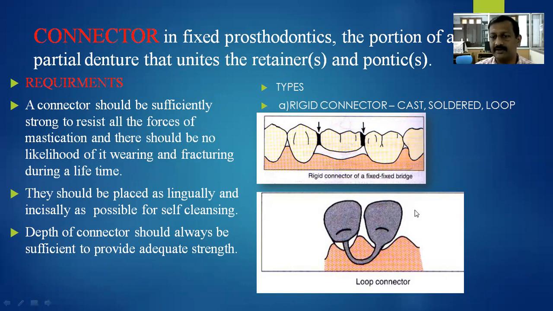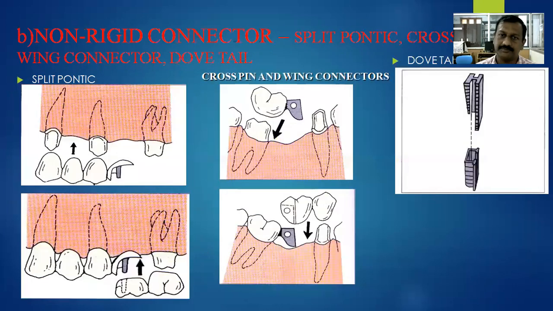Loop connectors are mainly used with patients who are going to have a midline diastema. Among midline diastema patients, some will ask to close the space. Some will ask, no, the midline diastema should be maintained. In that case, we can give a loop connector. Again, these are the different types of rigid connector.